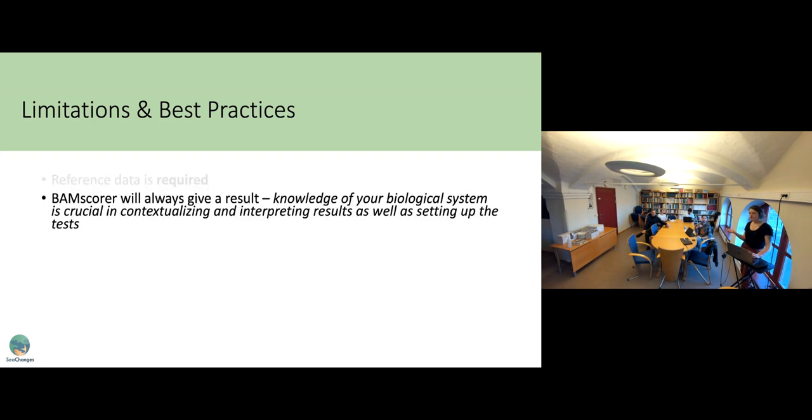The other thing is that you will always get a result from this. So you could put in something that has one SNP in common with your type A or your type B samples, and it will tell you, oh, it's 100% likely to be type A. So it's a question of, do you trust that? Do you know which SNP that was, maybe? How important is this SNP for your biological system? So it's important to know your biological system, both for interpreting your results, but also for setting up the analysis. So are you using the right populations in your reference database, for example?